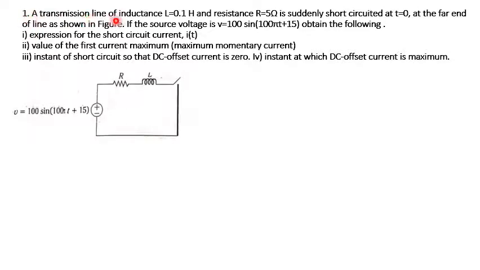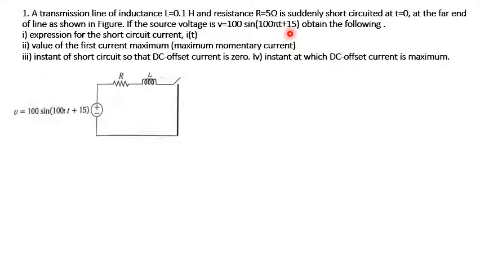a transmission line having an inductance of 0.1 Henry and a resistance of 5 ohm is suddenly short circuited at t equal to 0. It means that momentarily, initially it is closed. At the far end of the line, which is shown in the figure, we have a source voltage of v equal to 100 sine 100 pi t plus 15.